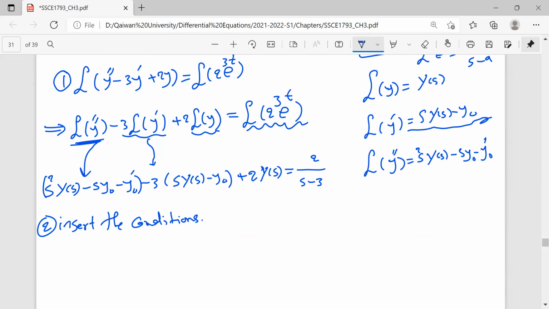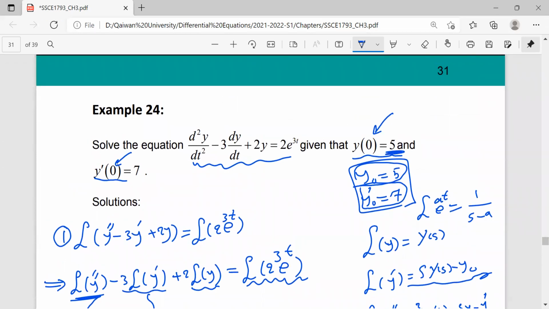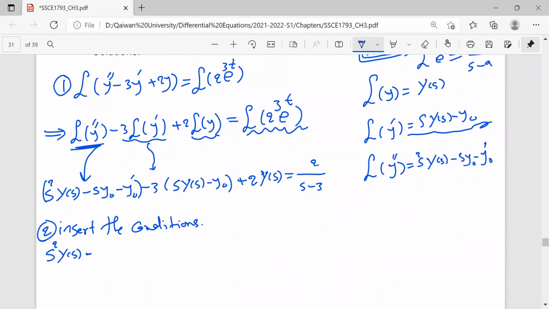Insert the conditions. We get s squared y of s minus s times y naught. Y naught is 5, that means you get 5s, minus y naught prime. Y naught prime is 7. Minus 7 minus 3 times s y of s.